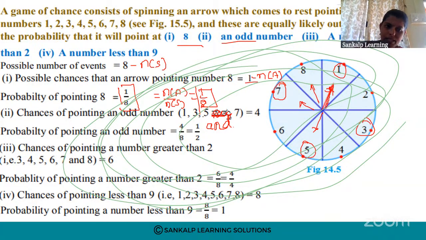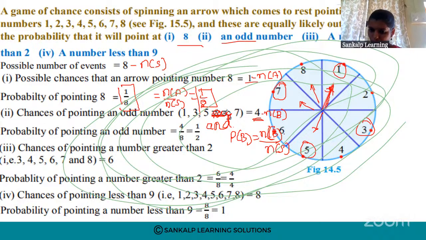That means chances of pointing an odd number are 1, 3, 5, and 7. So how many numbers will you get? 4 numbers. This I will call n of b. Probability of pointing an odd number, P of B, is equal to n of b divided by n of s. So n of b is the favorable outcome divided by the total number of outcomes. That is 4 divided by 8. 4 ones are 4, 4 twos are 8. That means 1 divided by 2 I will get. This is the probability of getting odd numbers.